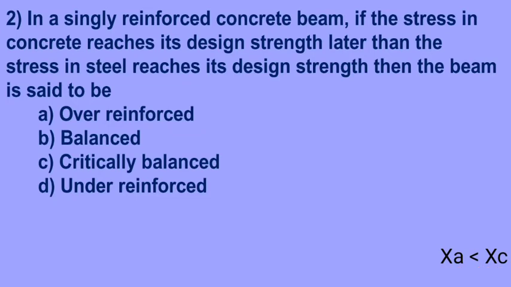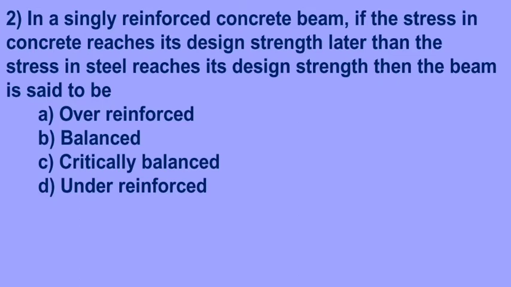You can check the other options. Over reinforced. What is an over reinforced section? For an over reinforced section, the actual neutral axis will be greater than the critical neutral axis. For a balanced section, the actual neutral axis will be equal to the critical neutral axis. And for an under reinforced section, the actual neutral axis will be less than the critical neutral axis. So these are all about over reinforced, balanced, and under reinforced sections.